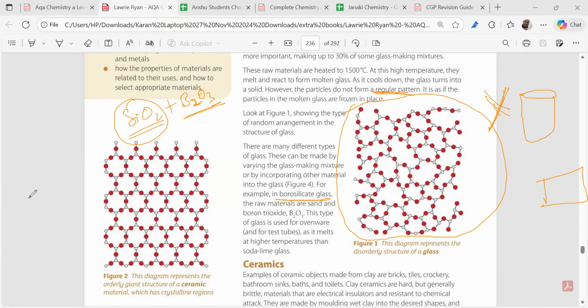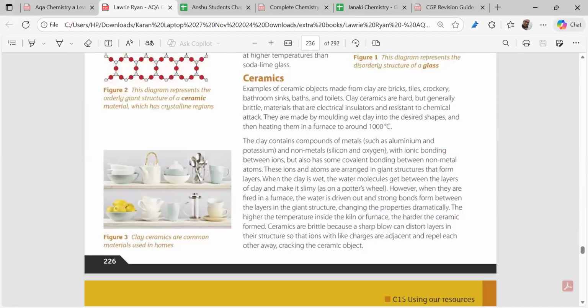Now, we come to the part of ceramics. What do you mean by the word ceramics? In ceramics, we are taking clay. Ceramic is made from clay, right? Now clay, you should understand this. Mark this part, page number 226. This part goes slow. Don't hurry up.